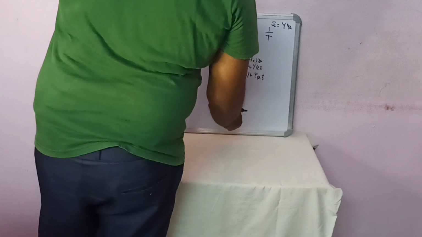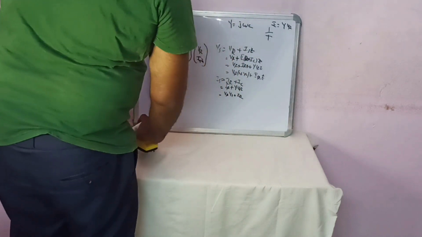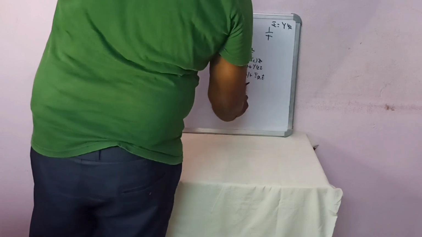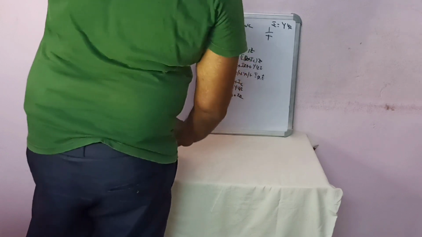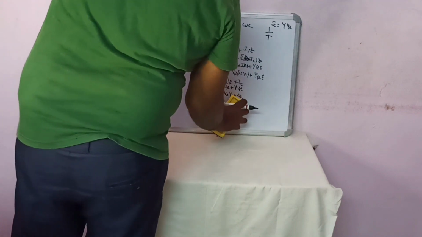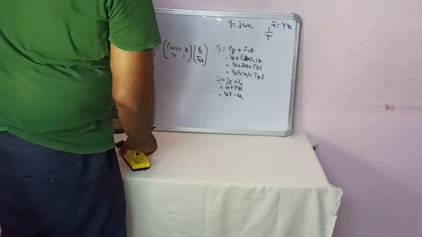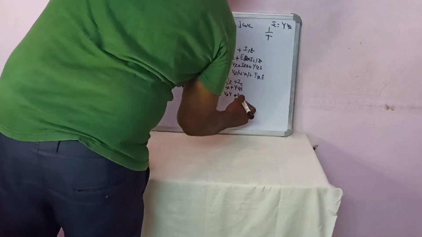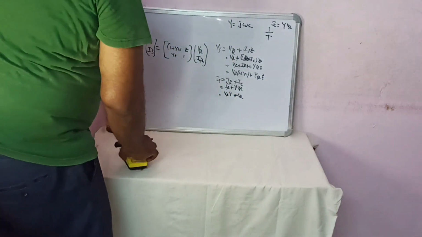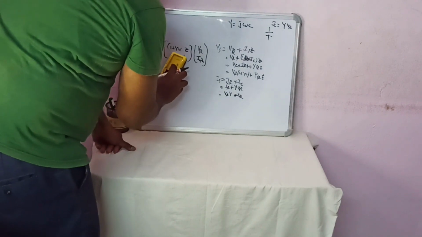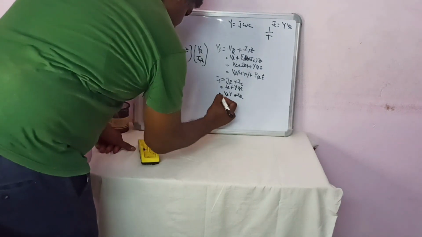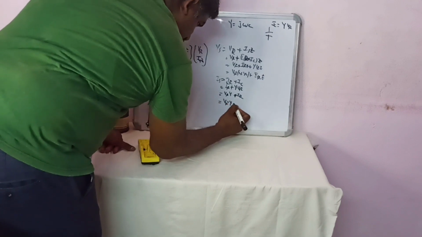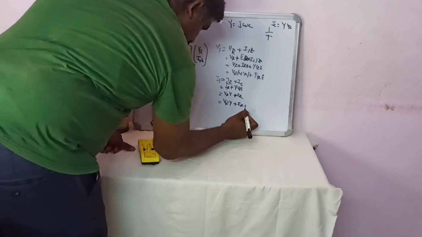So it becomes Y into VR, and it can be written as VR into Y. Sorry, it is a mistake here. So Y into VR plus IR. If you want to mention it in terms of VR, then VR is multiplied by Y plus IR into 1.